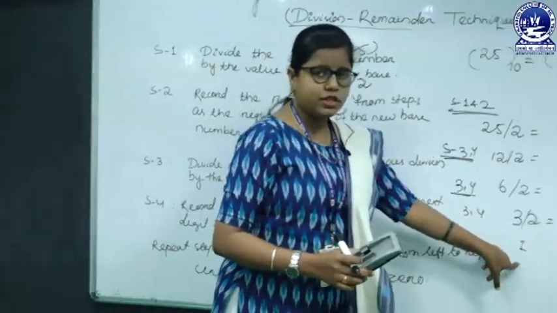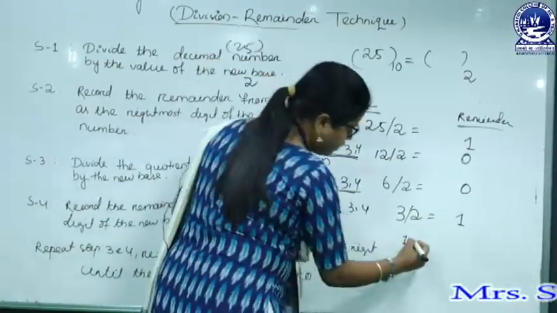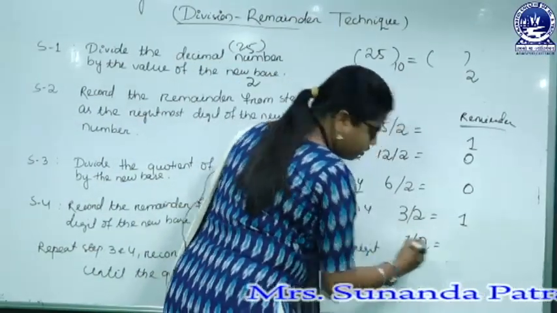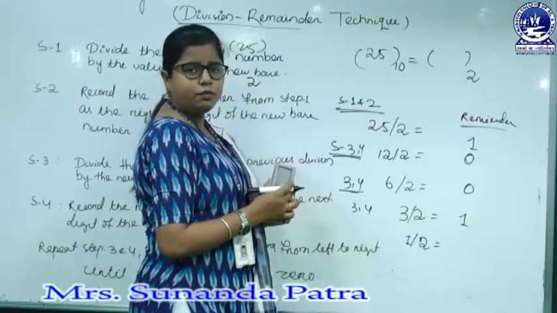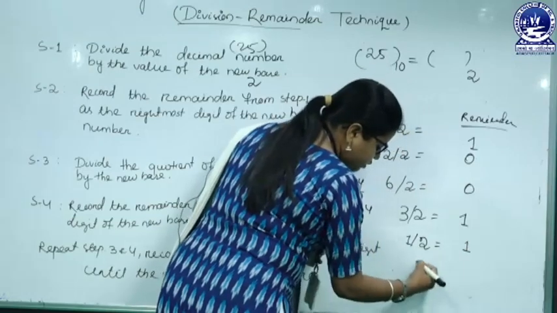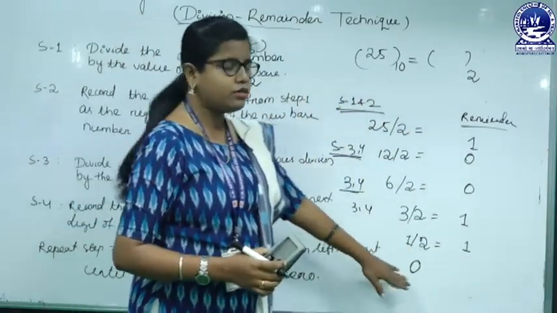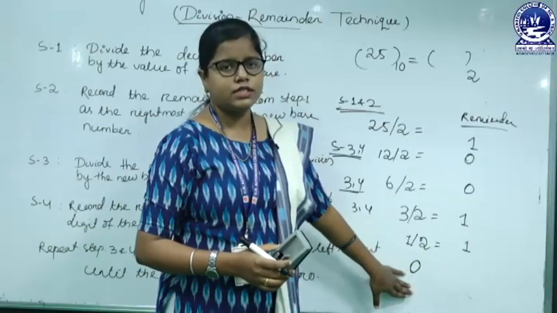So what is the quotient now? The quotient is 1. So we need to divide it again. So 1 divided by 2. So 1 divided by 2 means the remainder is what? 1 and the quotient becomes 0. See, once my quotient is 0, we need to stop here.